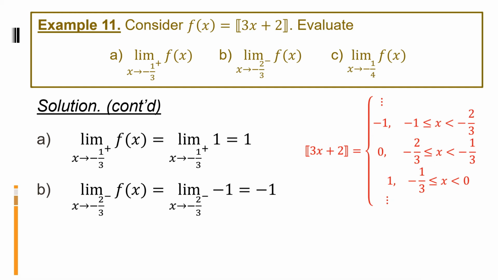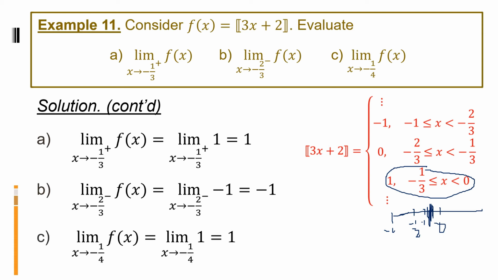Observe that yung negative 1/4 natin, nandito siya. 0 to negative 1 yan. Negative 1/2. Yan. Negative 1/3. Ito yung negative 1/4 natin. So, hindi na natin kailangan kunin yung left tsaka right hand limits kasi nga, andito naman siya sa loob ng interval na ito. Therefore, the limit as x approaches negative 1/4 of f of x is equal to the limit of 1, which is equal to 1.